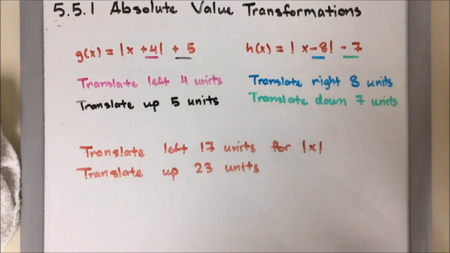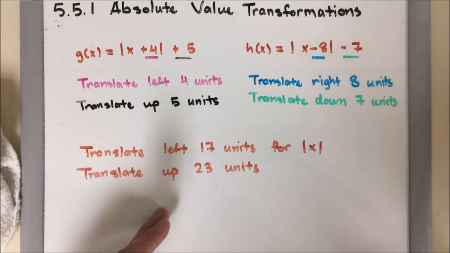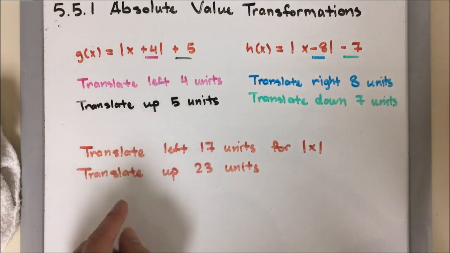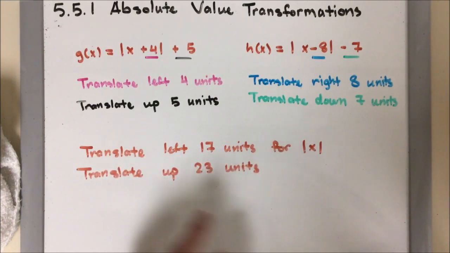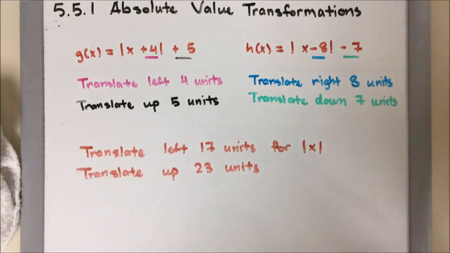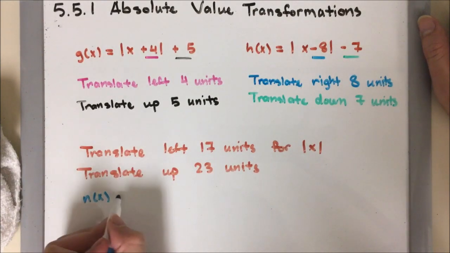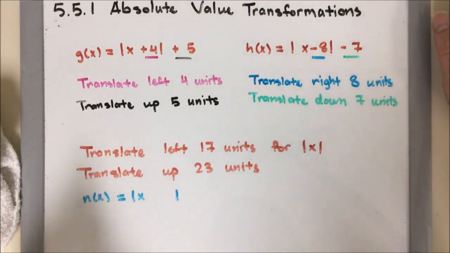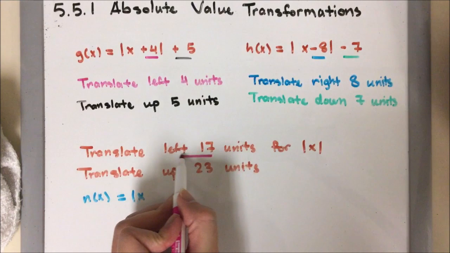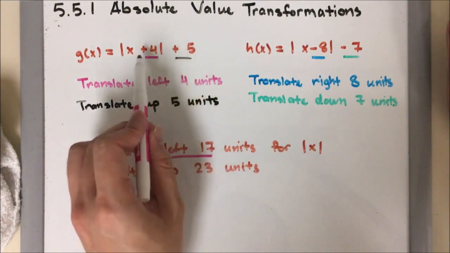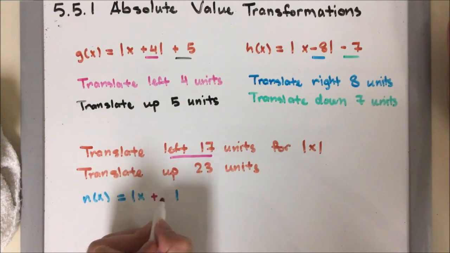So in our next example, you can pause in order to write down the question or the transformation and then continue. In this example, it says translate left 17 units for absolute value of x, translate up 23 units. So say I want to start writing n of x equal the absolute value of x like this. Left 17 is similar to the example where it says left 4, plus 4. So here, where I'm going to write behind the x, since it's left 17, I'm going to write plus 17.